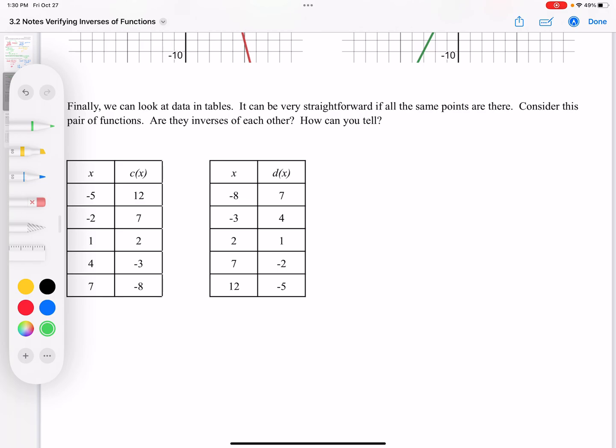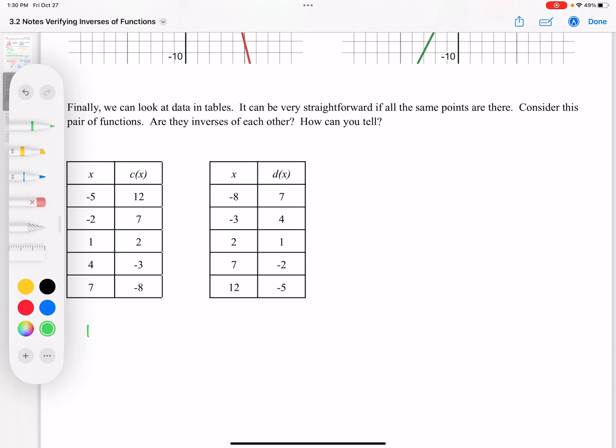All right, so I'm looking for (12, -5). Does it exist? Yes, it exists down here. It's not straight across. That doesn't work, but it does happen there. And then (7, -2) is right here, and (2, 1) is right here. And then (4, -3), (-3, 4) is there and there. So this one does the same. It's inverse and it's going up.